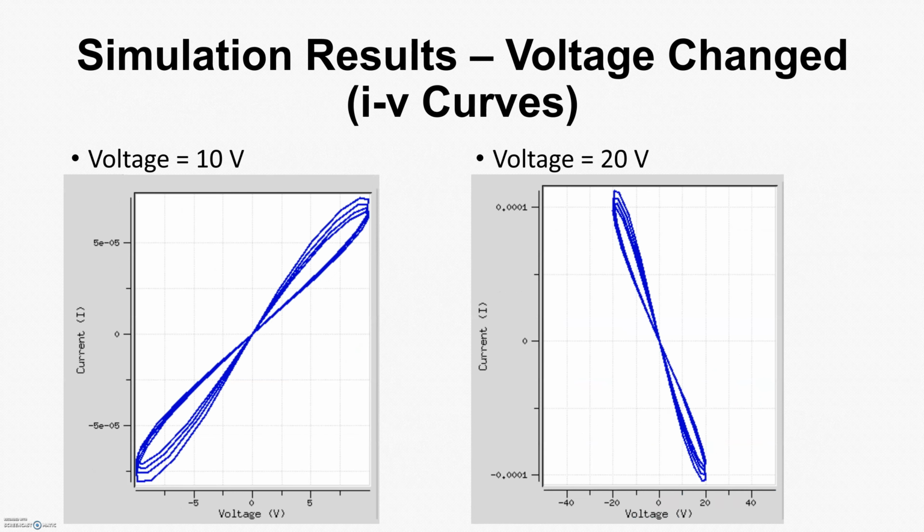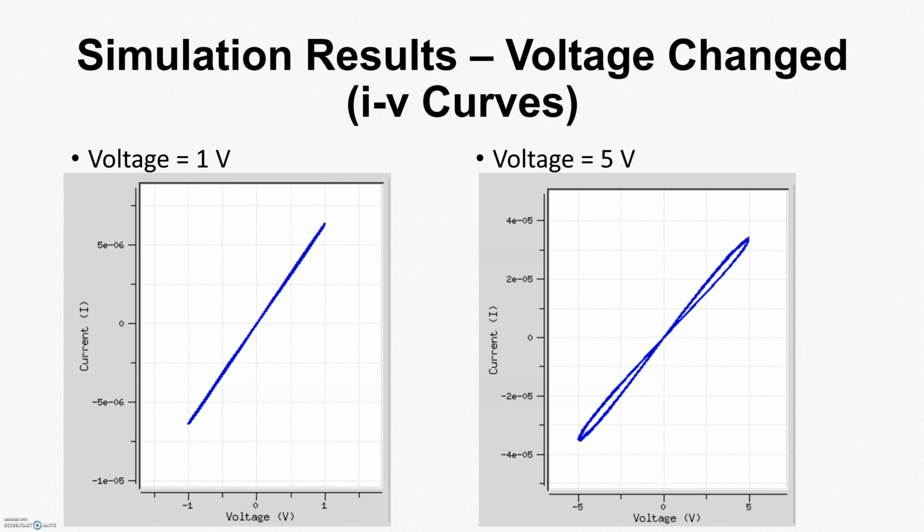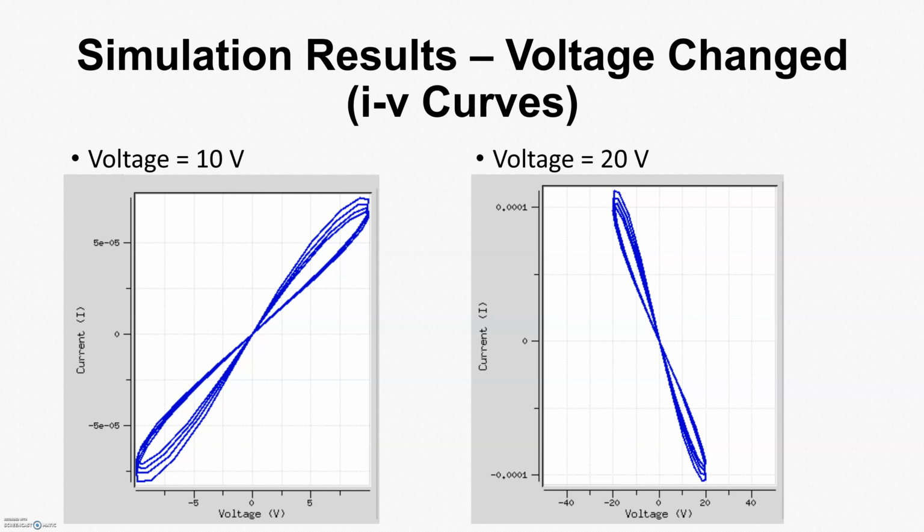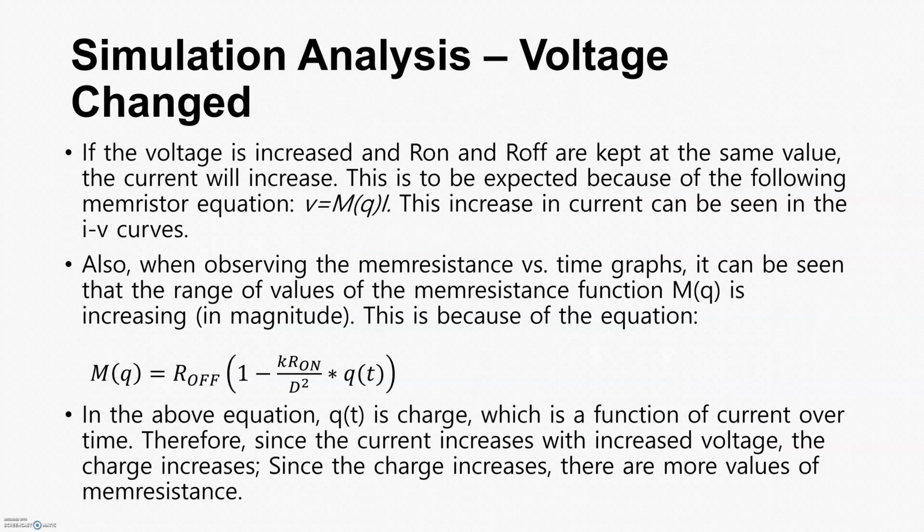So let's look back at that. If you look at the 1 volt, the current on the y-axis is very small. It's in microamps. And then with the 5 volt, you can see it's increasing just a little bit. And the 10 volt, it increased again. And with the 20 volt, it is a much larger current than the current we saw in the 1 volt IV curve. So we just saw that the current increases with the increased voltage.